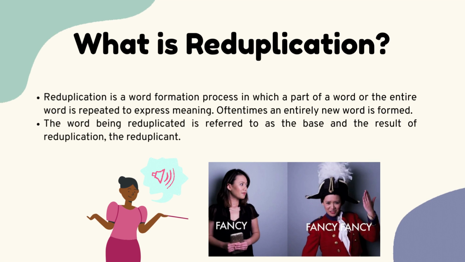So, let's take a look at reduplication. Reduplication is a word formation process in which a part of a word or the entire word is repeated to express meaning. Oftentimes, an entirely new word is formed. The word being reduplicated is referred to as the base, and the result of the reduplication, the reduplicant. As you can see in the example, fancy would be the base form, and fancy would be the reduplicant.